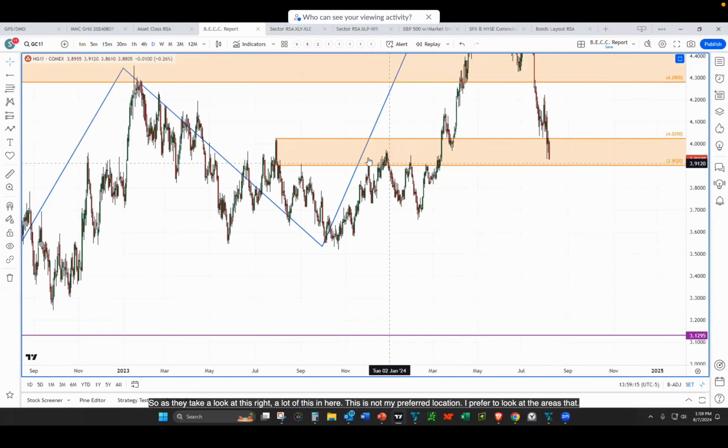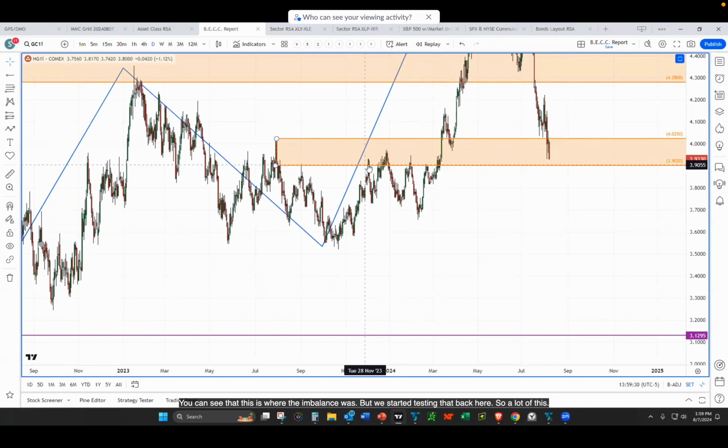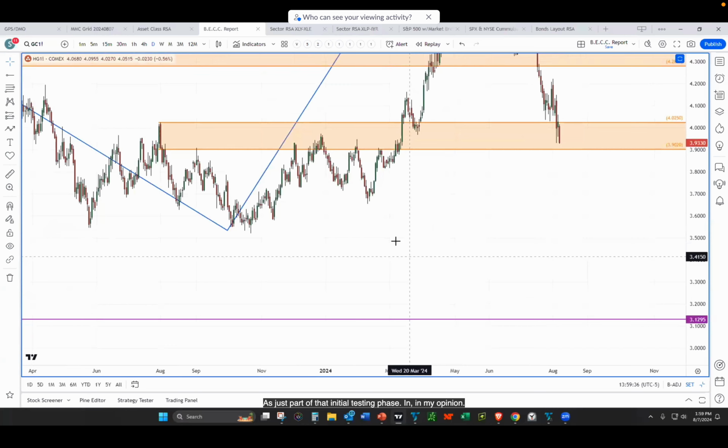So as I take a look at this, a lot of this in here is not my preferred location. I prefer to look at the areas that have preceded the test of that zone. You can see that this is where the imbalance was, but we started testing that back here. So a lot of this is just part of that initial testing phase, in my opinion.